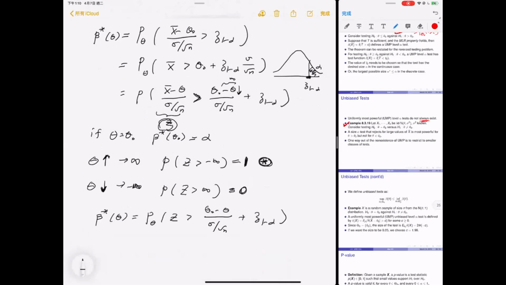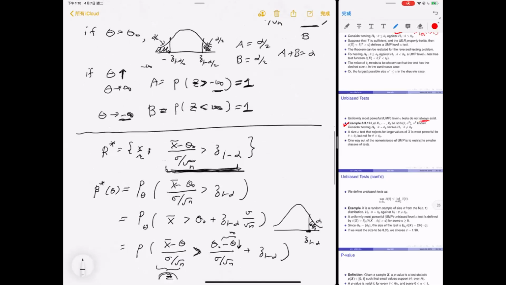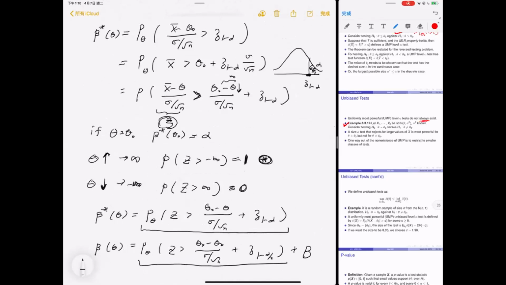So another one is what? The power function, theta equals the probability of Z, the probability under theta of Z. Again, the difference is only z 1 minus alpha over 2. So tell me, which probability do you think would be bigger?